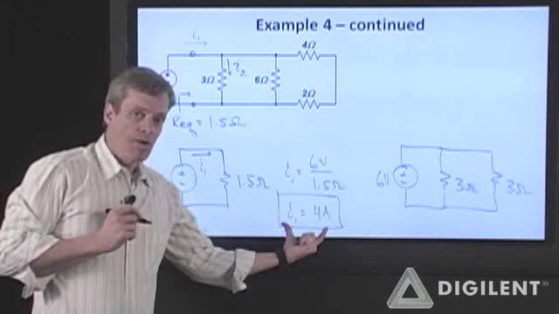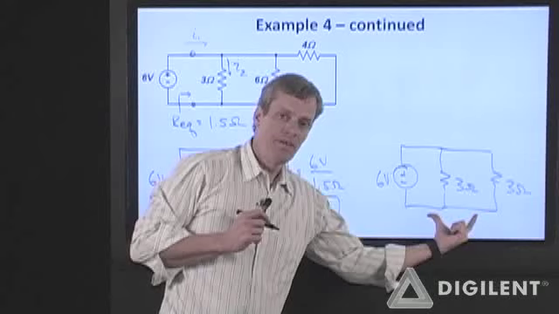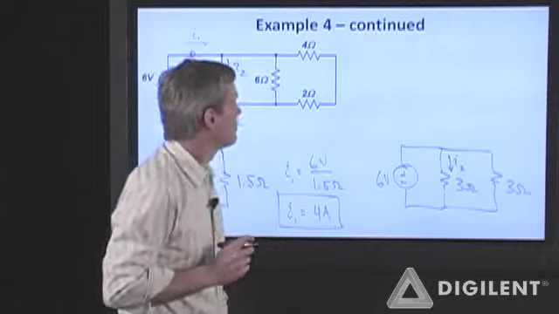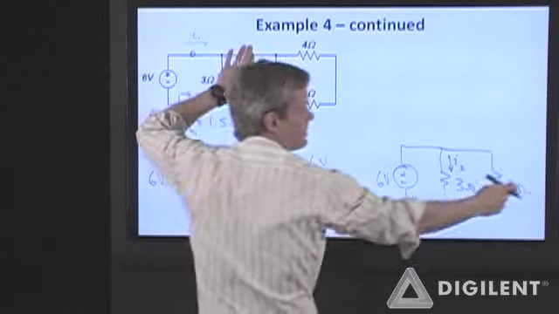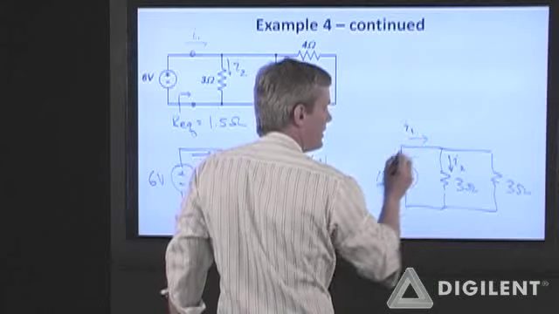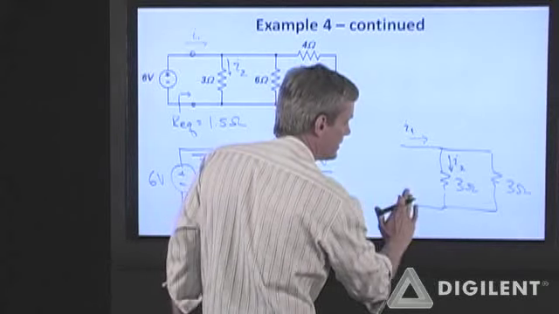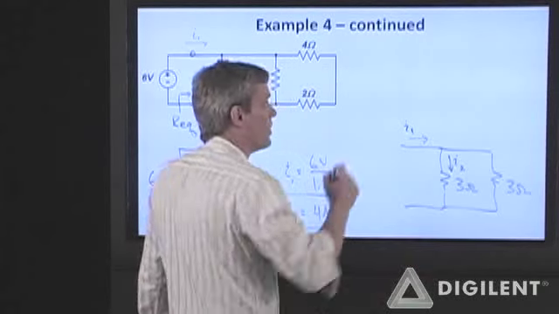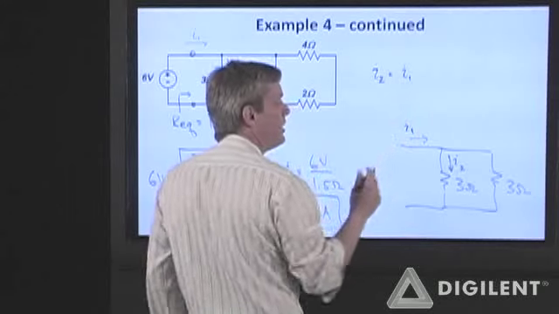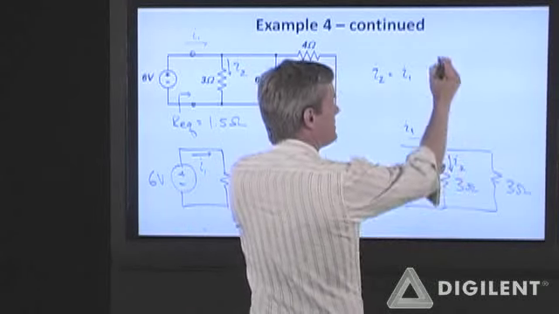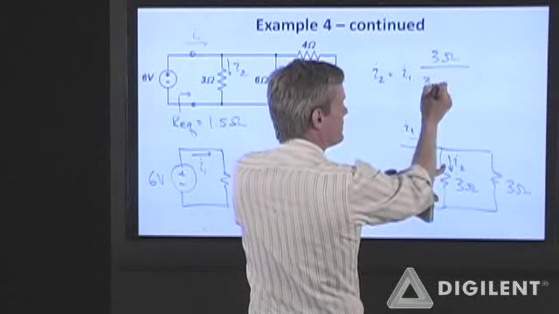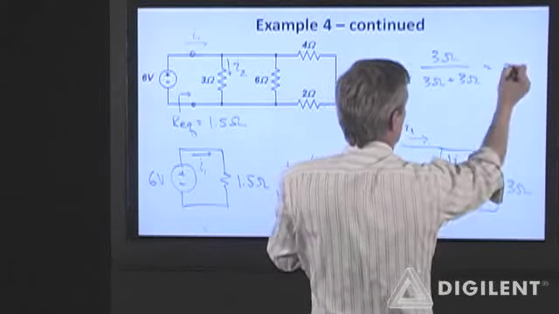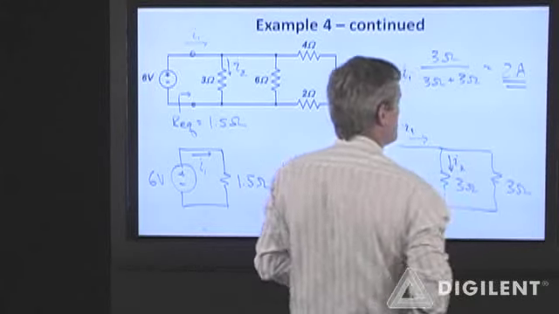Now, if I know I1 is 4 amps, I can use this intermediate step in order to find I2, right? Because I've simplified this whole network down into this 3 ohm resistor. I have I1 going in here. I no longer care what kind of source this is. This now looks like a current divider. So I2 is equal to I1 times the other resistance, 3 ohms, over the sum of the two resistances that are in parallel. So this becomes 1/2 I1, which is 1/2 of 4 amps, which is just 2 amps.